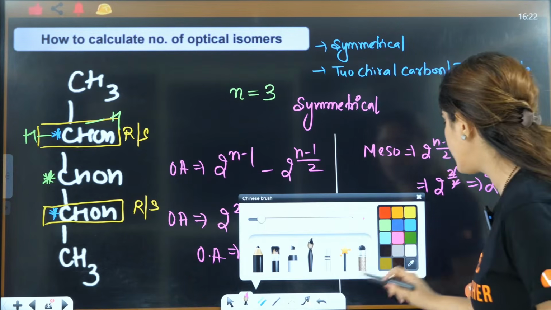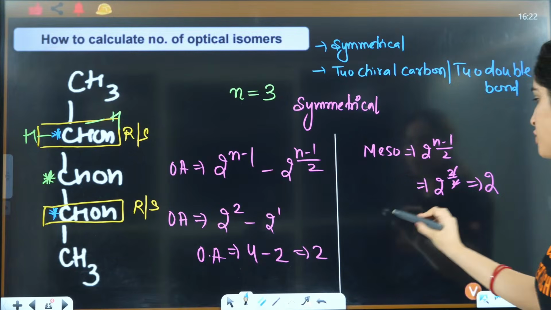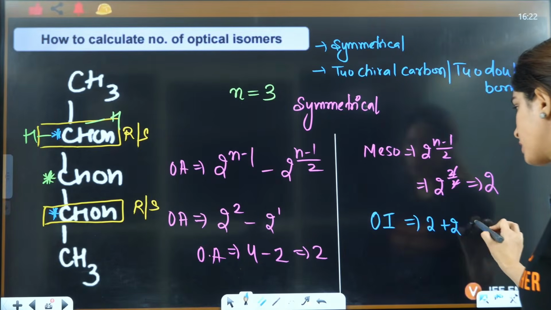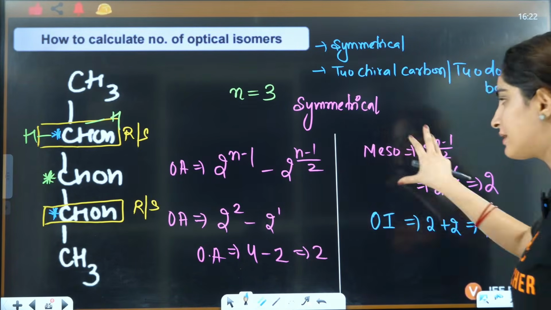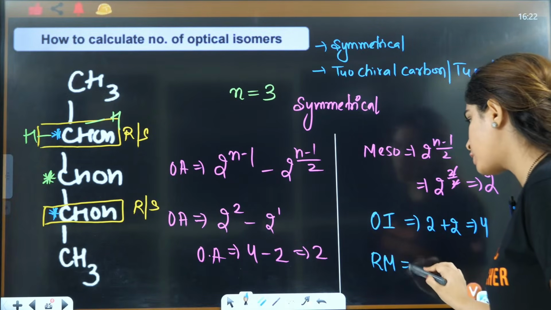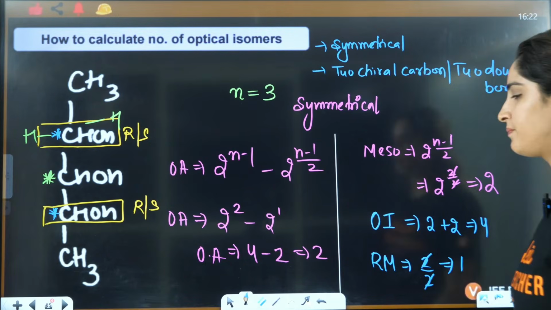Okay, so total optical isomers will be 2 plus 2, that is 4. Optical isomers, right? These are active, these meso are inactive, right? And racemic mixture is going to be optically active by 2, that is 1.